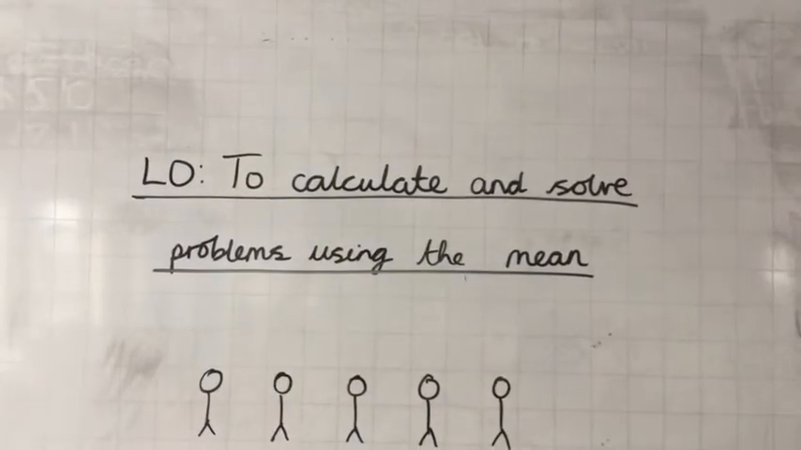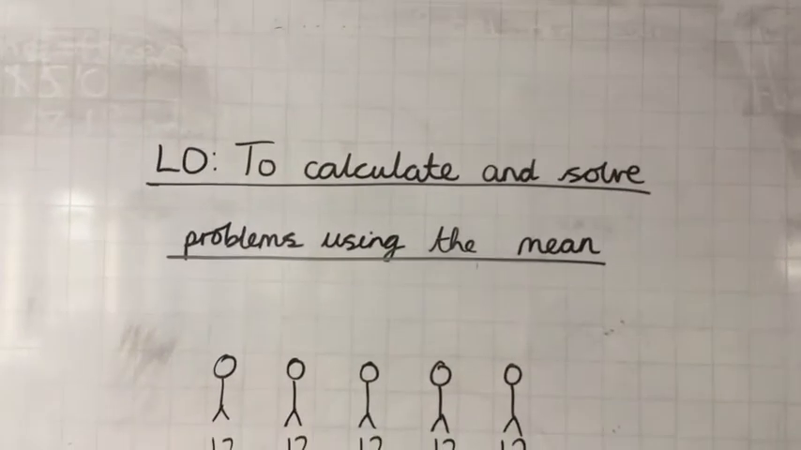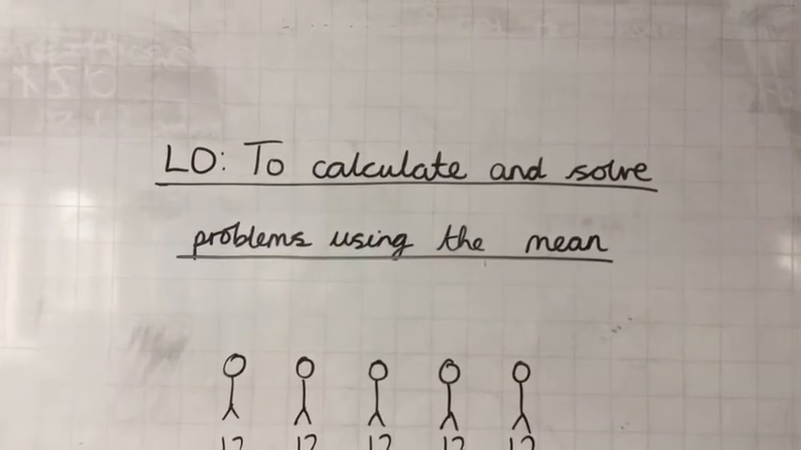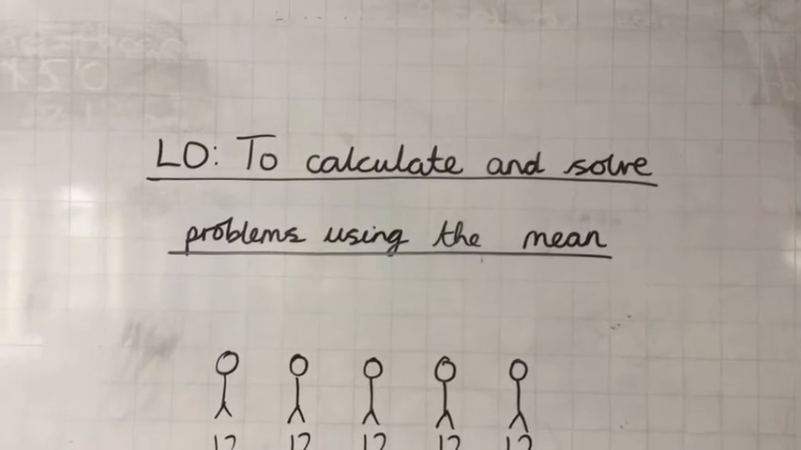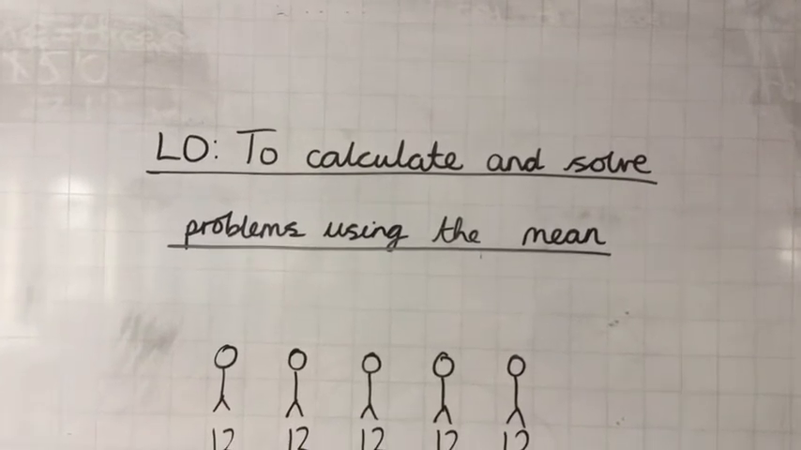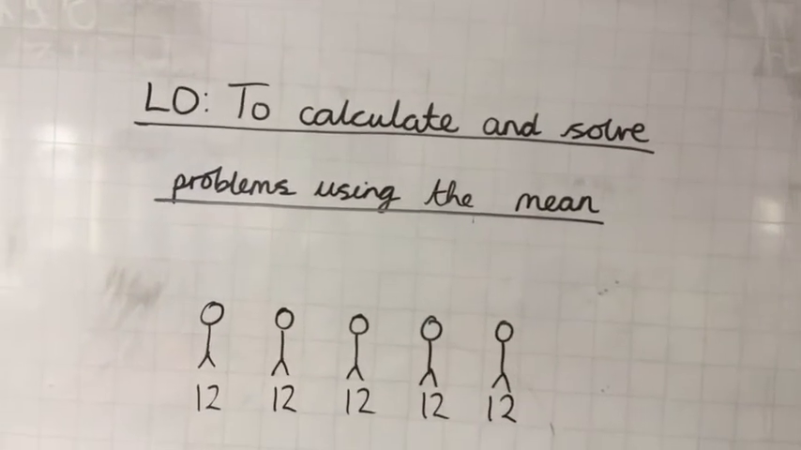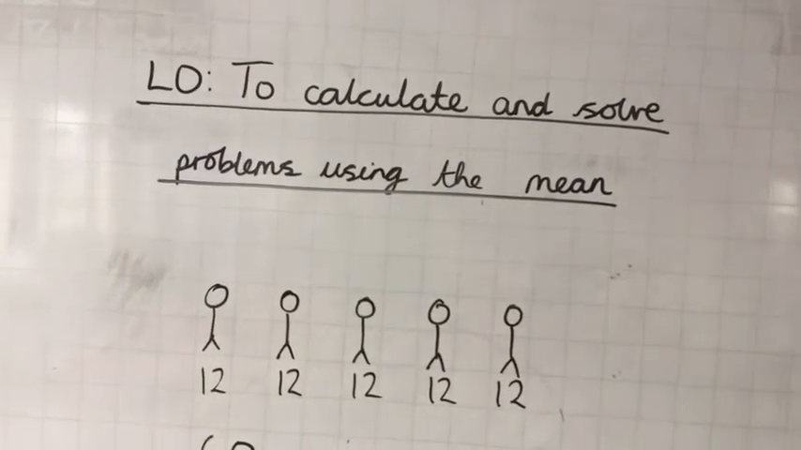Okay, year 6, so today we're carrying on our lesson and we're going to calculate and solve problems using the mean. So we know that the mean is another way of saying average. And we looked at the average of people who had eaten pizza slices, and it was around about how much one person would have used, okay?